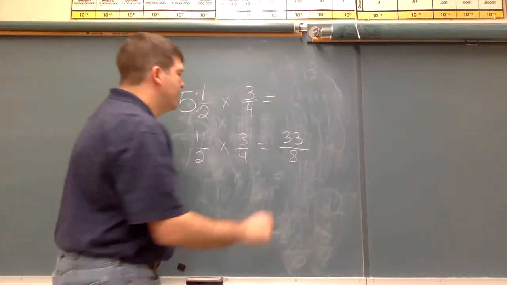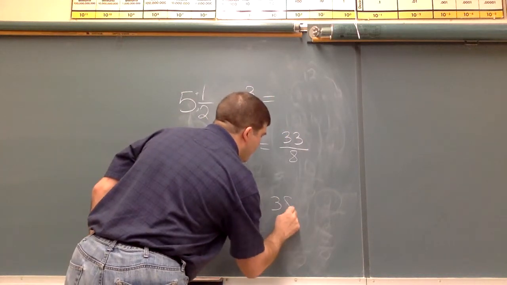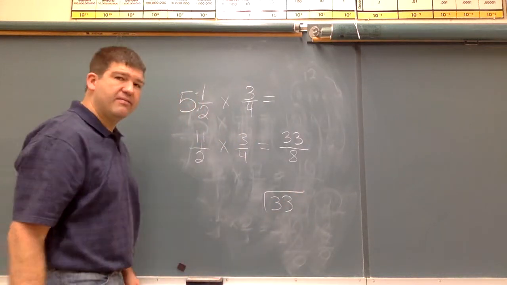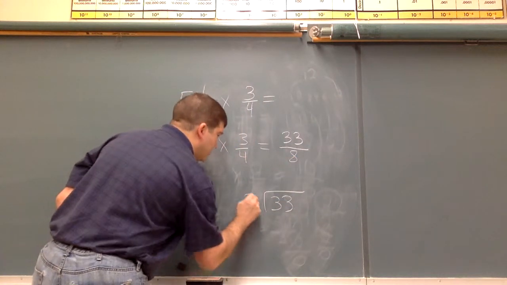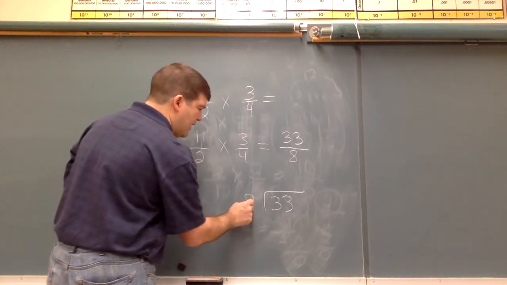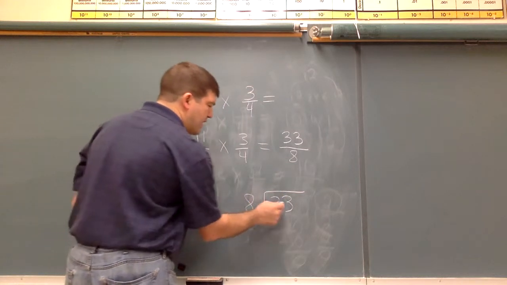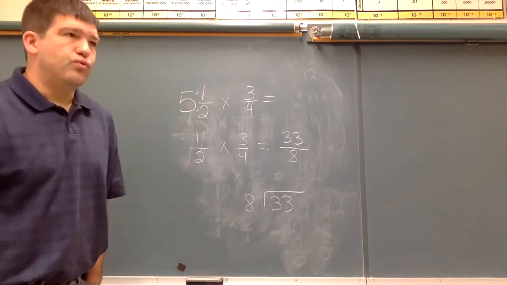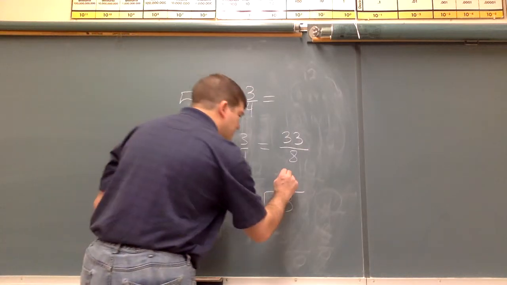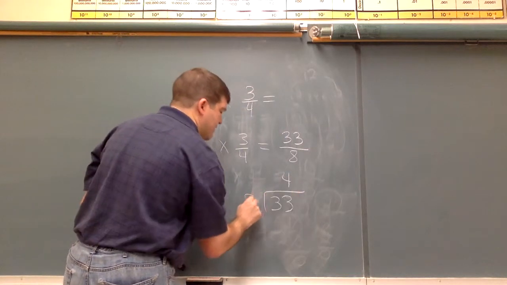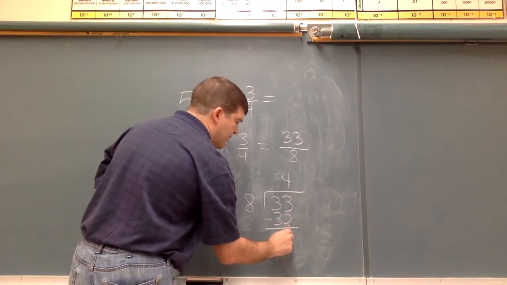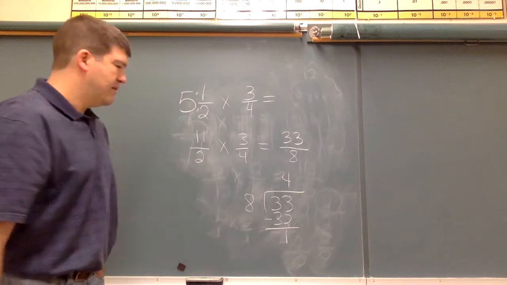We can't have that. So we take our numerator. Oopsie. There we go. Take our numerator. We put it in. And then we take our denominator. Put it out. Okay. So 8 into 3. No. But 8 into 33. I know 8 times 4 is 32. That's pretty close. 8 times 4 is 32. Subtract 3. Okay. I have a remainder.